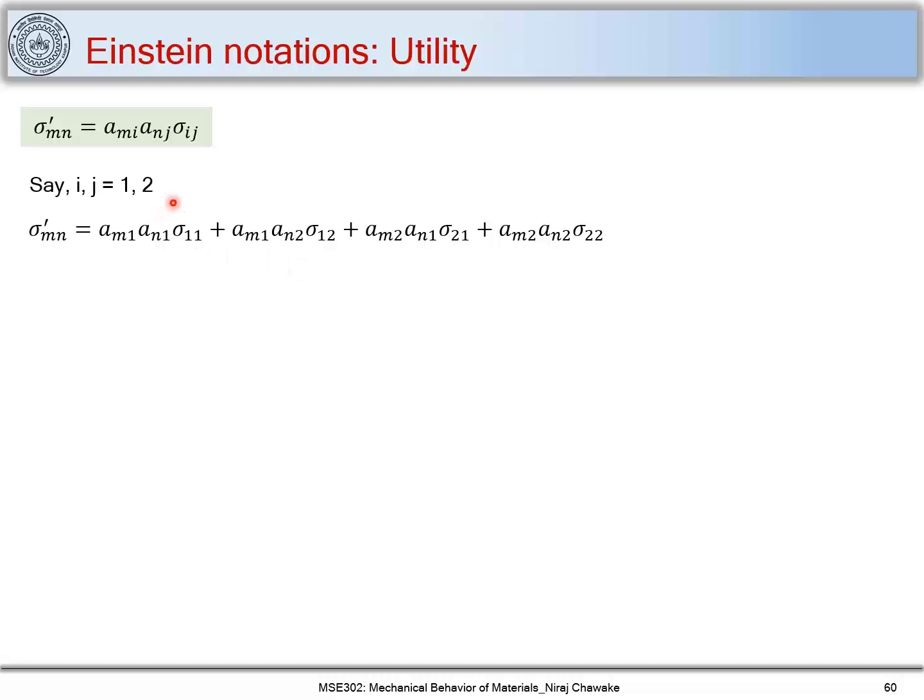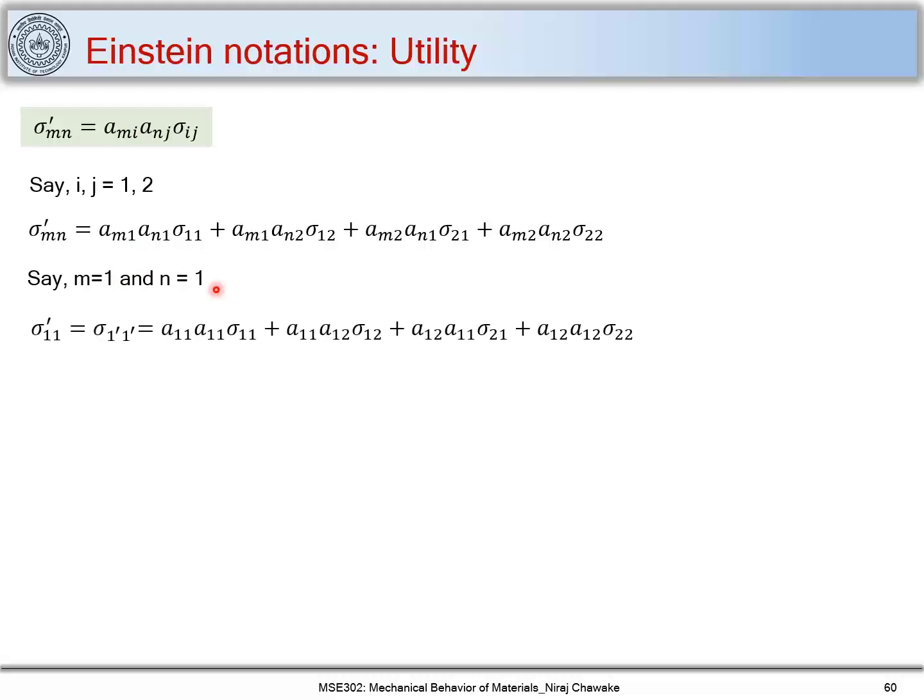So you can write we have written these four terms compacted in just one single term. So now let's say m equal to 1 and n equal to 1. With this special case, what you end up with is sigma dash 11, which is nothing but sigma 1 dash 1 dash. Now I put m equal to 1 and n equal to 1. So you end up writing this relation of sigma 1 dash 1 dash.